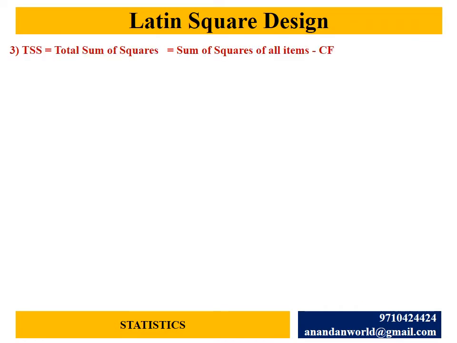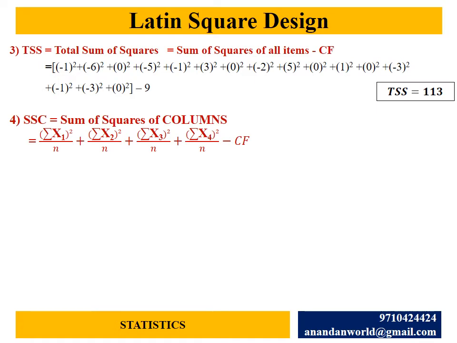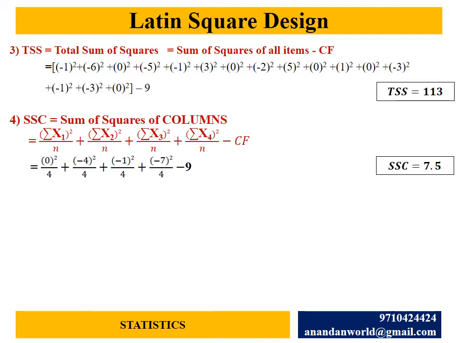TSS, the total sum of squares, equals the sum of the squares of all the elements. So we square all the elements in the matrix and subtract the correction factor, which is 9. So we get the TSS value as 113. Then SSC, the sum of squares between columns, is the square of the column totals divided by the number of items minus the correction factor. So we get SSC as 7.5.